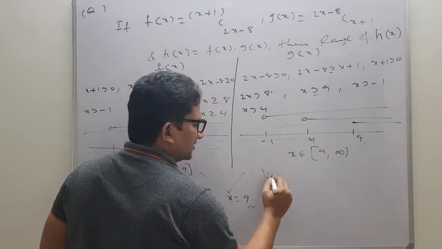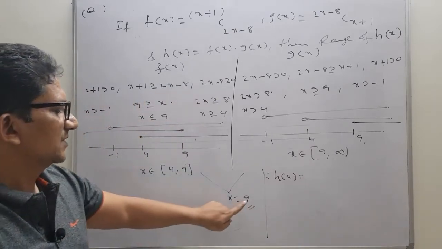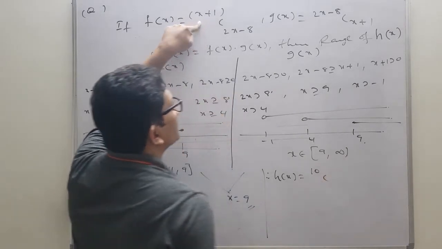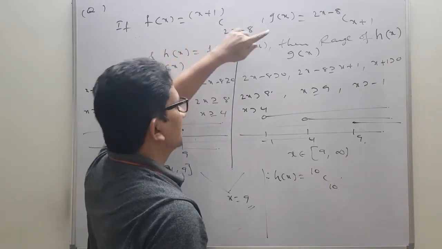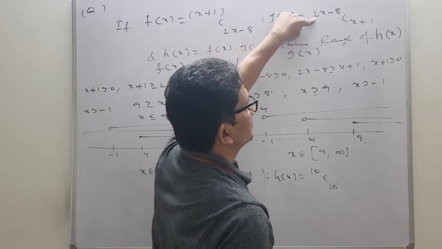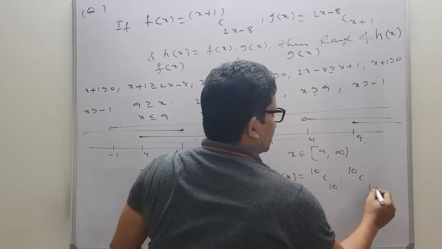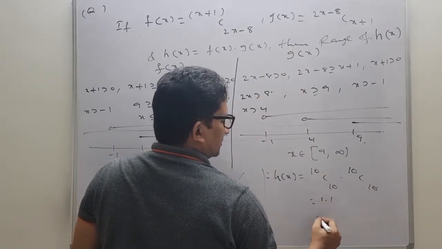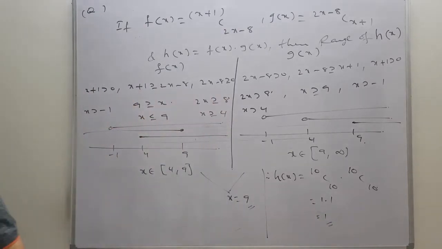Therefore, here I will write h of x equals f of x into g of x. Put 9 in f of x: 9 plus 1, 10, 10C, 18 minus 8, 10. Into the other part g of x, here also 9, so we will get 10, and here 9 plus 1 is 10. We know that nCn is always 1, so 1 into 1, that is equal to 1. So range is equal to 1.